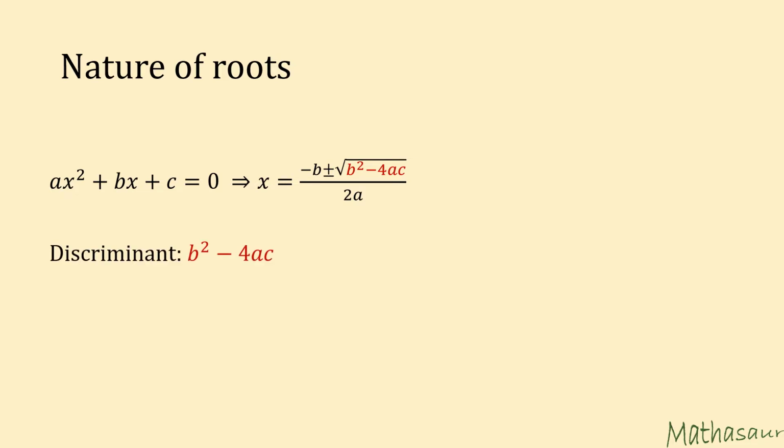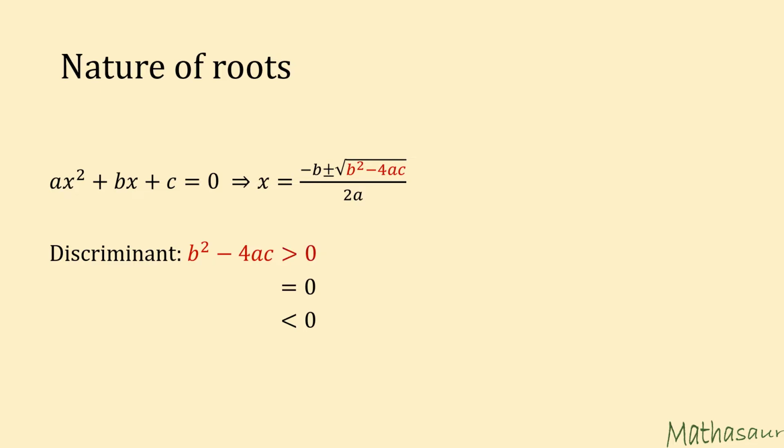Now notice the term under the square root, b square minus 4ac. Now this term is known as the discriminant. Now there are three possibilities. One, that the discriminant is positive. Second, where it is equal to 0. And the third, where it is negative or less than 0.